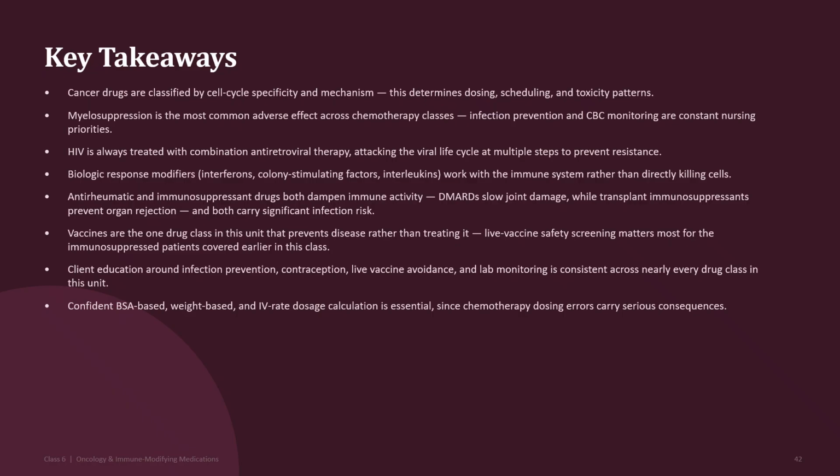3, HIV is always treated in combination because the virus mutates too fast for any single medication to hold the line alone. 4, the DMARDs and the transplant immunosuppressants are both turning the immune system down, but for different reasons. One is to protect joints from the body's own immune system, and the other is to protect a transplanted organ from it. Both come with real infection risks, but also a real trade-off.